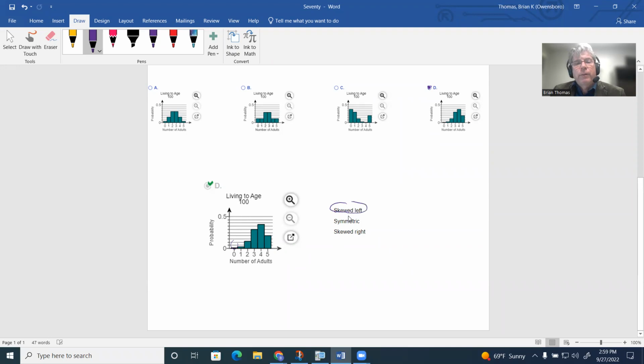It's all about, consider the high spot the head and the low spot the tail. And so since this is kind of leaning more, it's heavy on one side or the other, this is not symmetric. But when it comes to skewed left or right, it's always where the tail is. So I look for the lower end, and that's the skewing. So that would be D, where the skewed left would be the shape of the graph there.